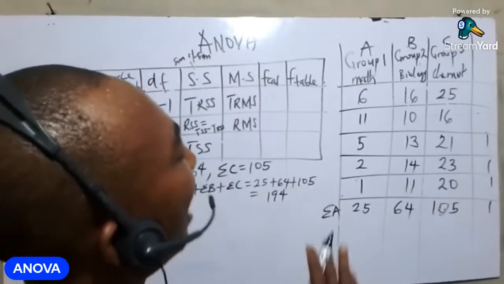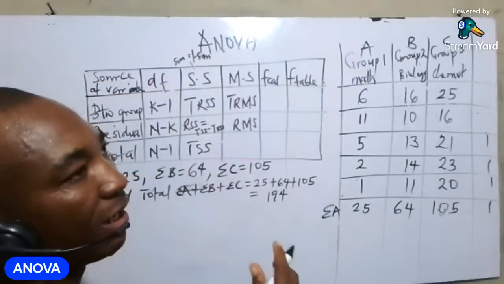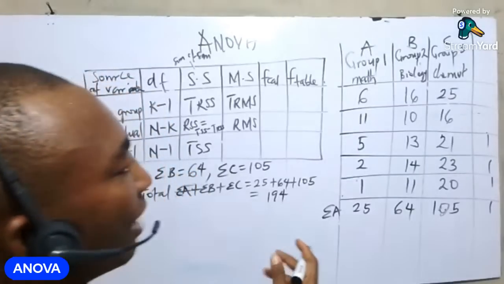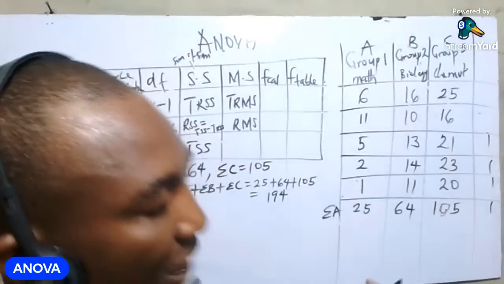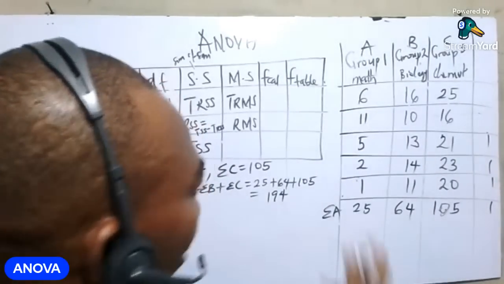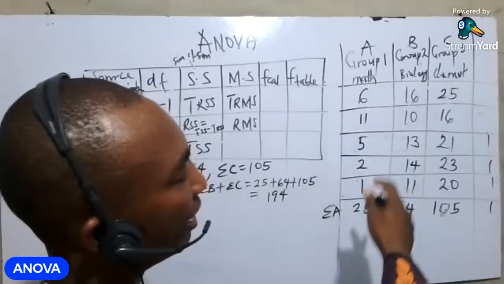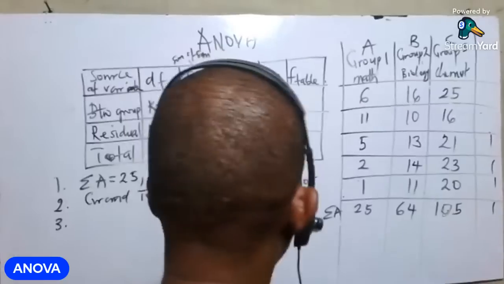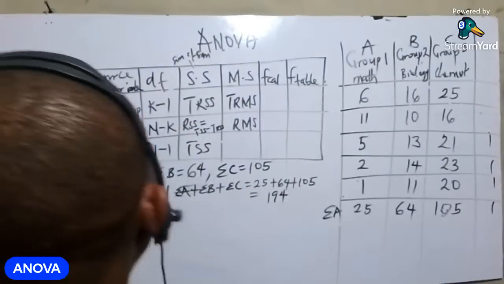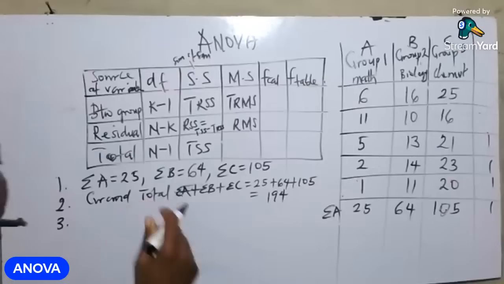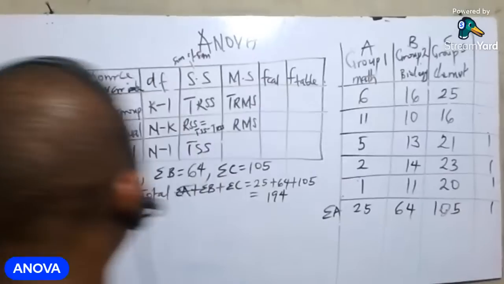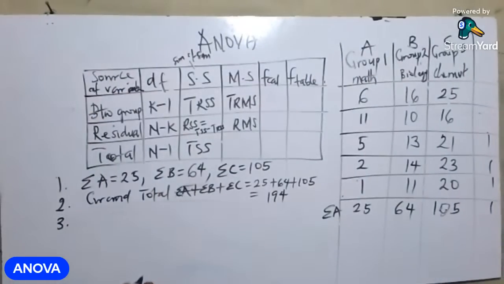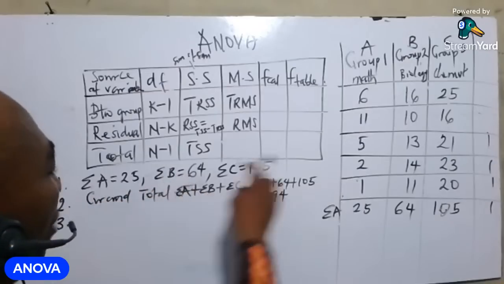So we said before we started the video that ANOVA is a set of statistical tools that we normally use to test the means of three or more sample means. You can see an example here where you have 3 groups: group A, group B, and group C. We have taken the first step, which is to find the sum of each group. Now the next thing is to get our grand total. The grand total simply means the addition of the sums of group 1, group 2, and group 3.